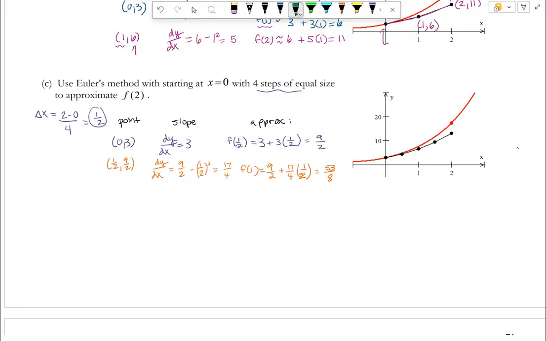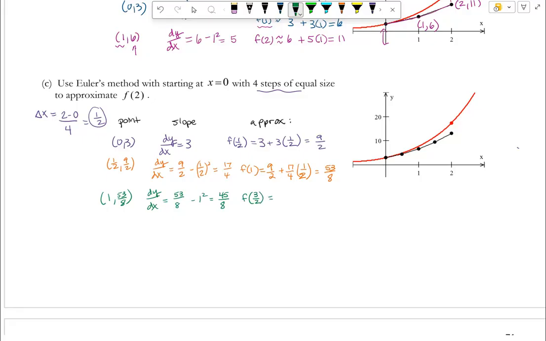All right, so now we're going to go over another delta x. My point that we just found that we're going to use is (1, 53/8). Now when we find our new dy/dx using that point, it is y, so 53/8, minus x squared, so minus 1 squared. So 53/8 minus 8/8 is hopefully 45/8. Yeah, that works. And now we are moving over a delta x of 1/2, so we are approximating f(3/2). 1 plus 1/2 is 3/2.